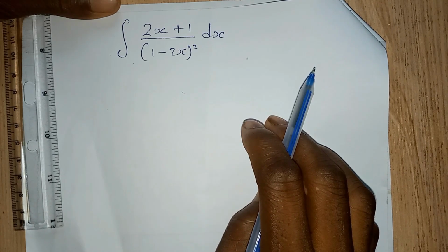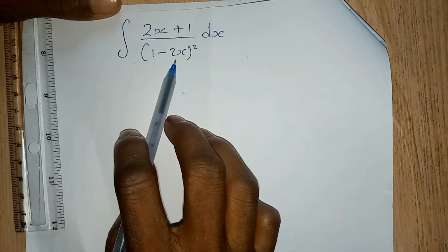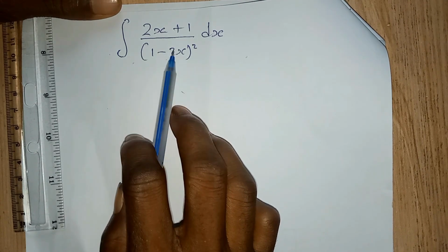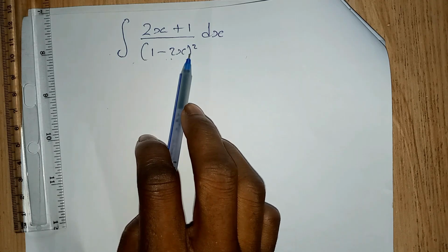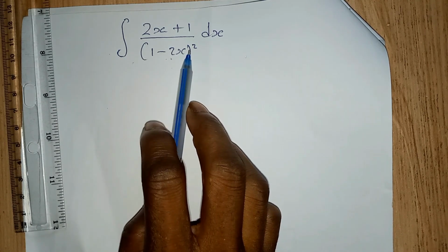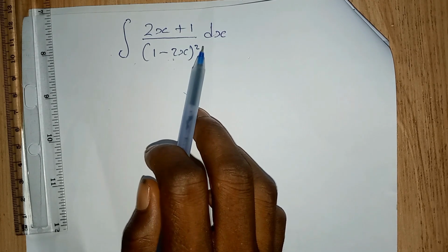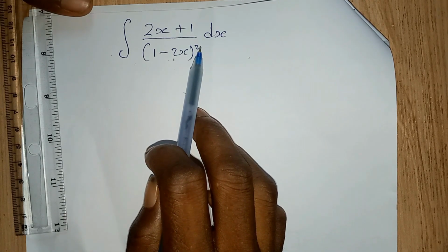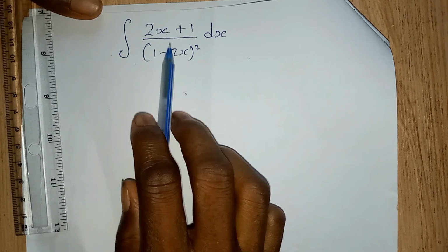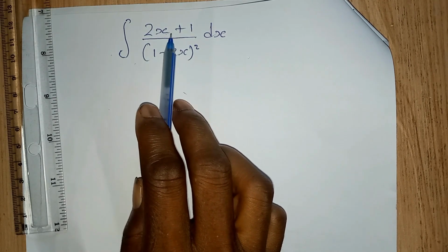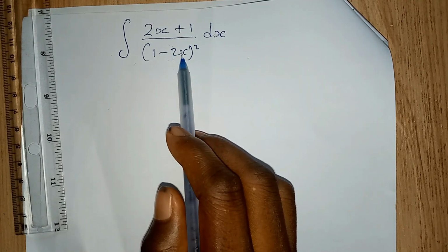As a mathematician, what is the first thing to do? You may use other methods such as integration by partial fractions, which I have not tried, so I don't know if it will work. But the one I know will work here is the u substitution method, and that is what I want to use. So to use it, first you look for a suitable part of this particular integration and equate it to u.